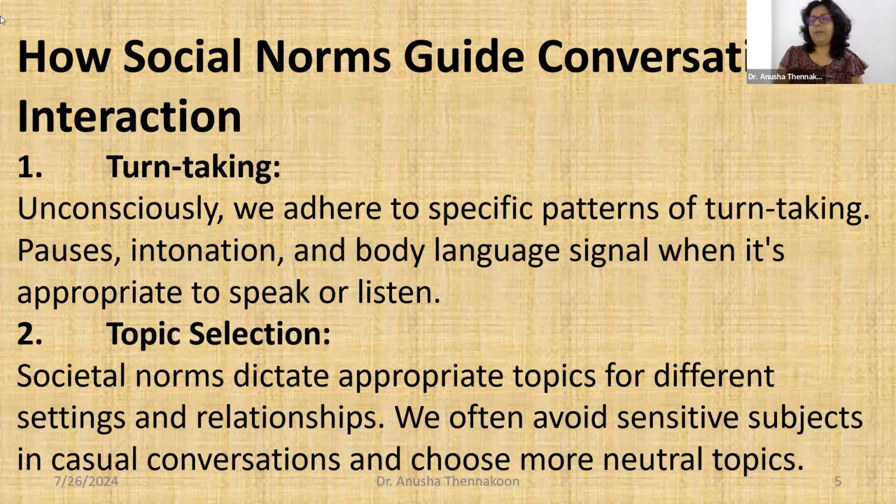So turn taking, we know how to do it very nicely. We just imagine it's naturally happening. Imagine there are five people. All five will not talk at the same time. So very nicely they are developing the conversation. That is due to social norms. Maybe we have heard that when one is talking, we should not disturb him. Okay, turn taking. And topic selection.